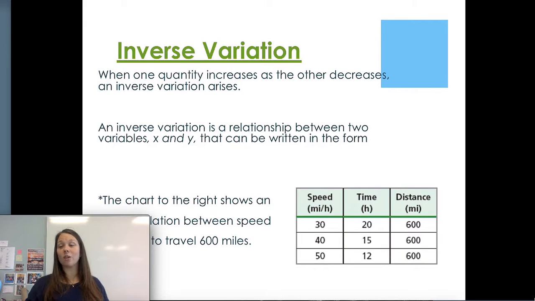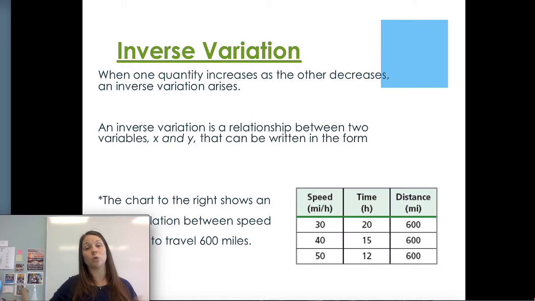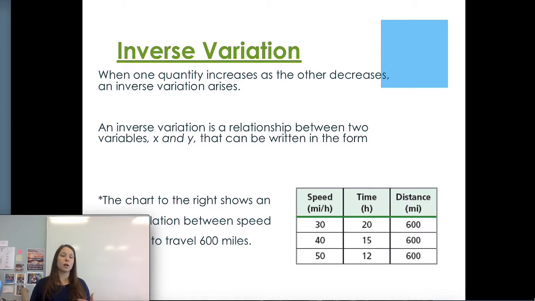So now let's take a look at what's called inverse variation. Inverse variation arises when one quantity increases as the other decreases. In other words, with direct variation, as one variable increases, so does the other one, or as one decreases, so does the other one, right? So the graph is very linear and they go in the exact same direction. That's direct variation.